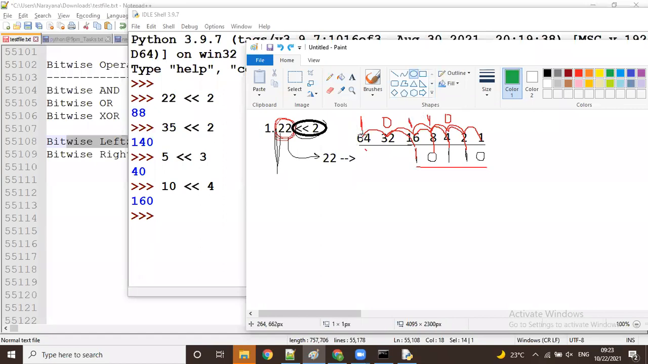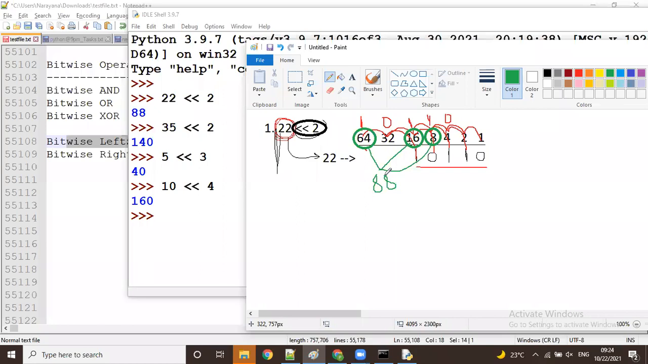At 64, one is there. All of you observe, at 64 what is there? One is there. Next, at 16 also one is there. At 8 also, one is there. Now, sum of these three numbers: 64 plus 16, I think 80. 80 plus 8, 88, guys. Okay, 88. Am I clear for everyone?